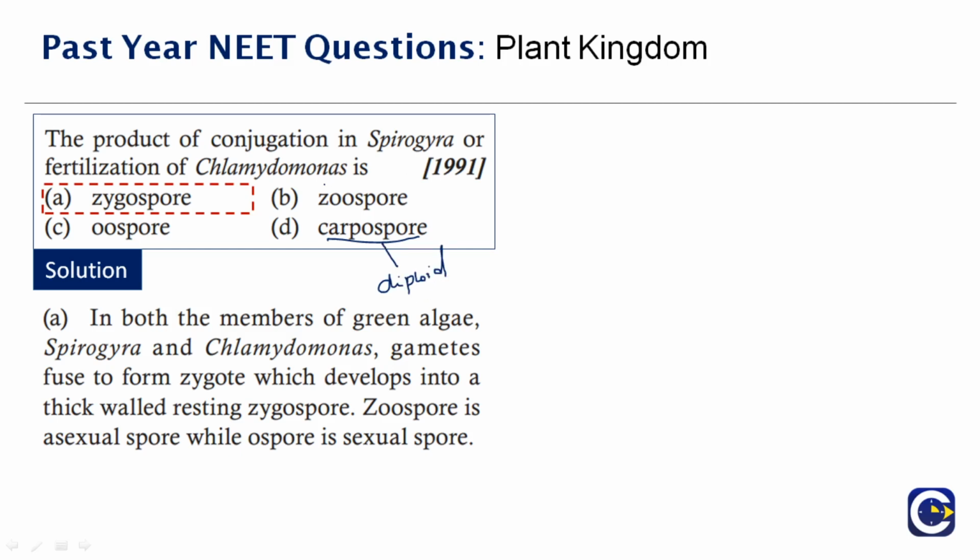Here, Spirogyra and Chlamydomonas are not red algae, so this is exclusive for red algae. After fertilization of the carpogonium, which is a female organ present in the red algae, it will subdivide to form carpospores. So this is an exclusive feature of red algae. Apart from that, the correct answer to this question is zygospore. Here they have clearly mentioned that gametes fuse to form a zygote, which develops into a thick walled resting zygospore. So the product after conjugation and fertilization of Chlamydomonas and Spirogyra is zygospore.